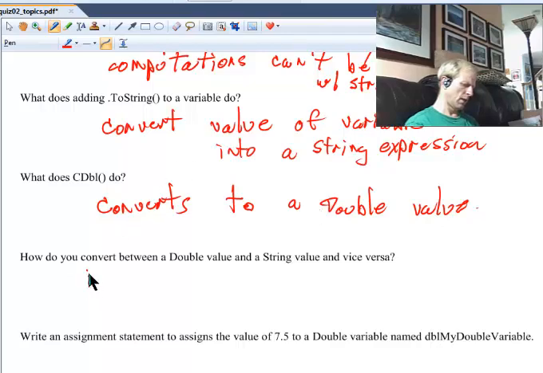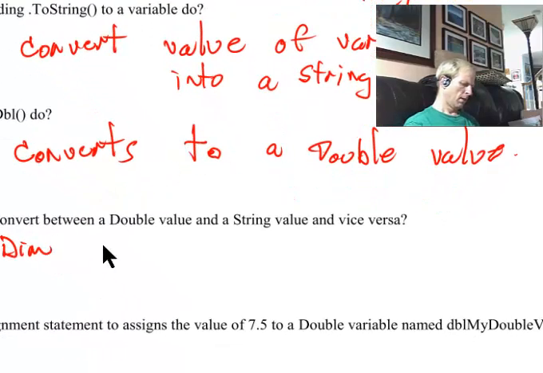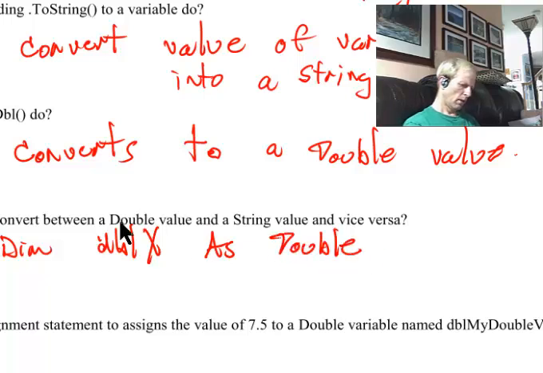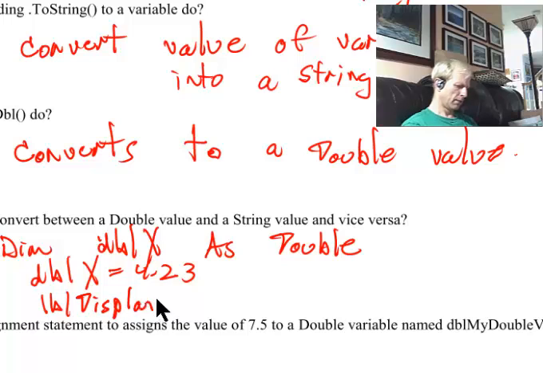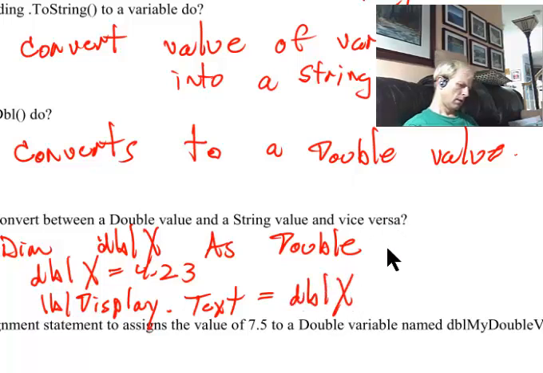So for example, if I say dim dblX as double, and I say dblX equals 4.23, and I want to make that a string value and assign it to a label, I may say something like this: label display.text equals dblX dot toString.